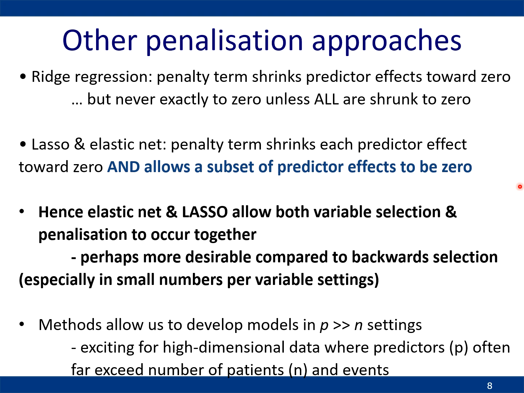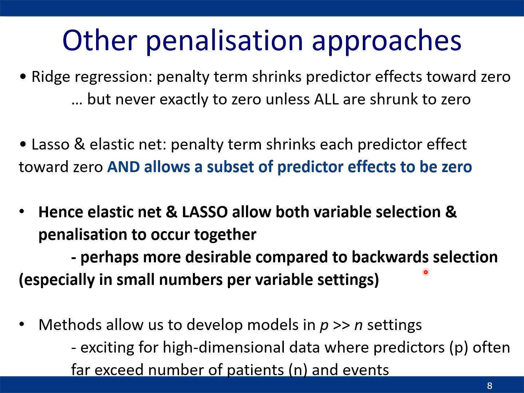Now, Lasso and elastic net also have that same property where they can shrink different terms by different amounts. However, they also allow a subset of predictor effects to be shrunk all the way to zero. Now that is exciting because that means that they allow variable selection. Essentially they allow variable selection and penalization to occur together. So the variable selection is through the shrinkage, and it therefore is also potentially more desirable compared to backward selection, especially if you've got small numbers of events per variable.